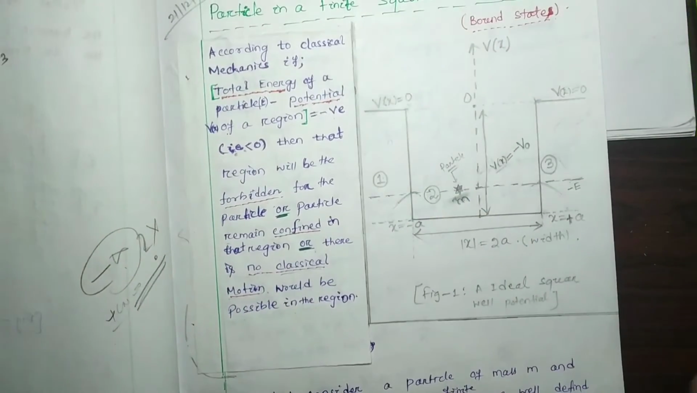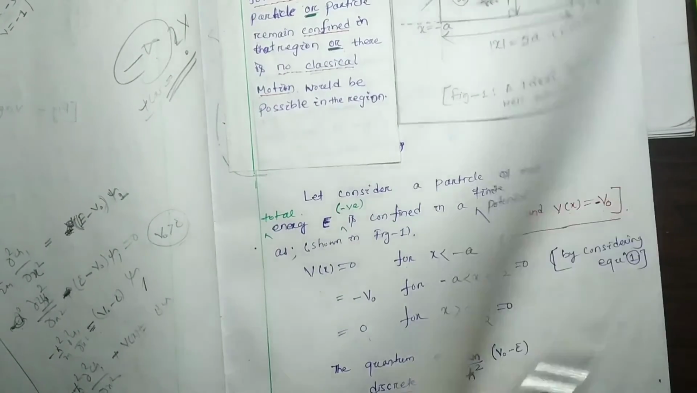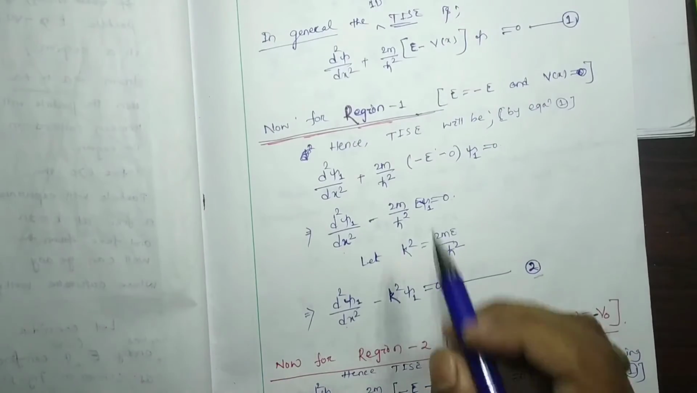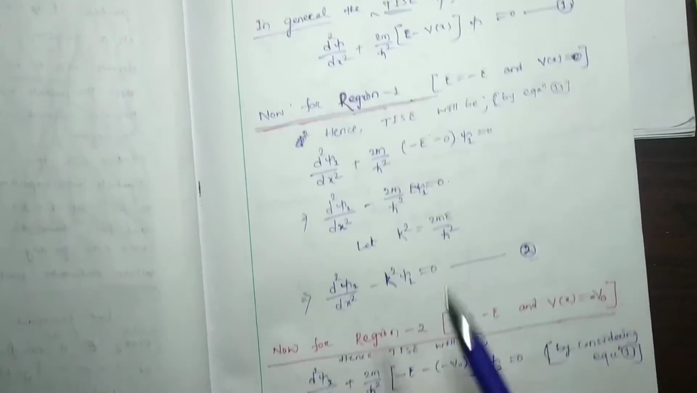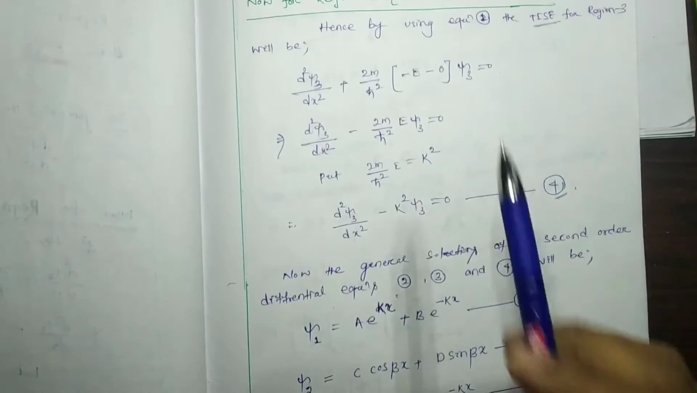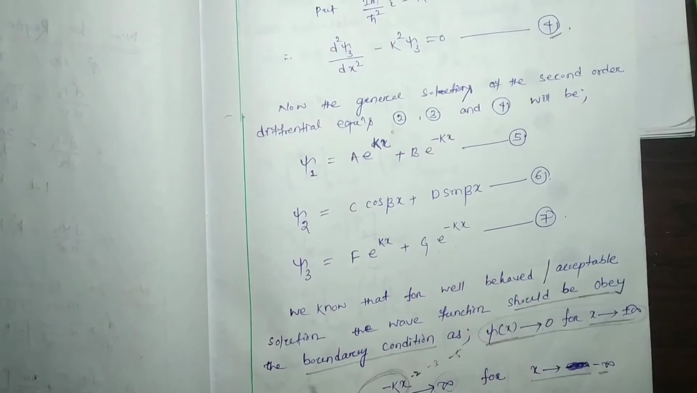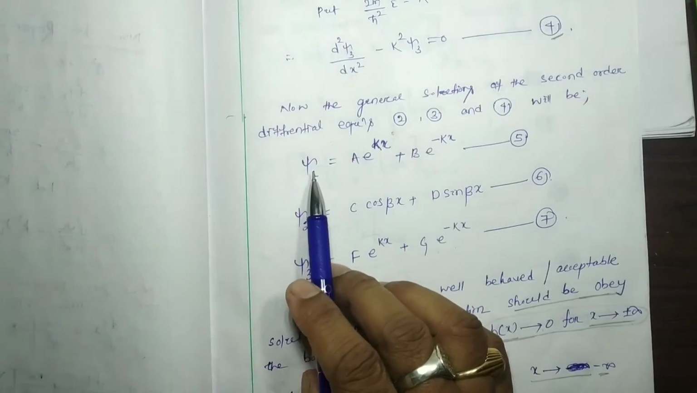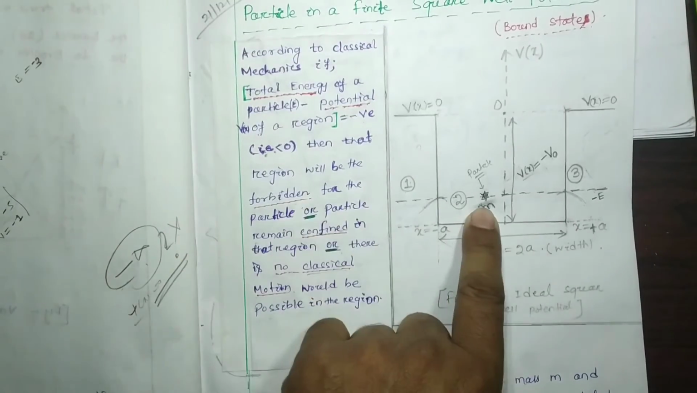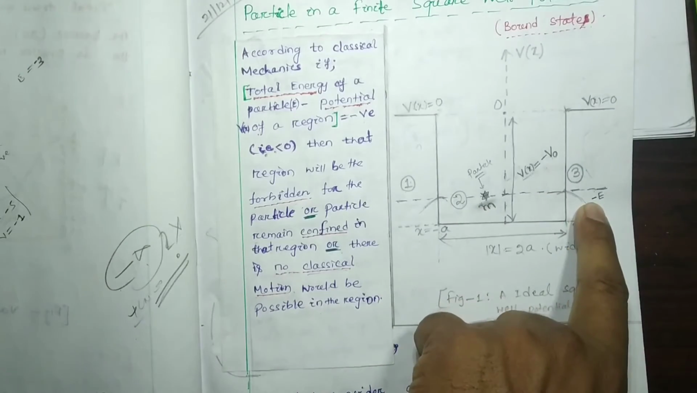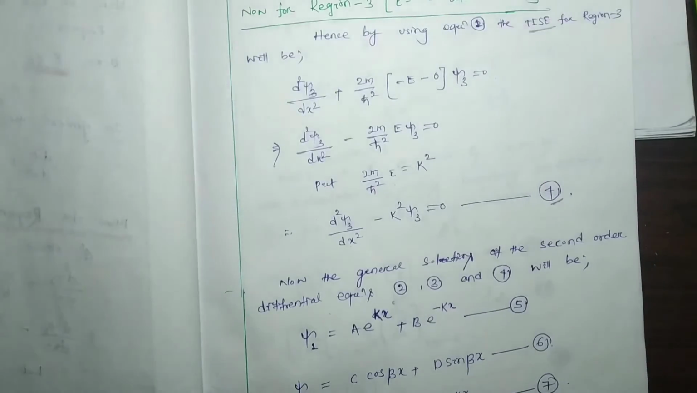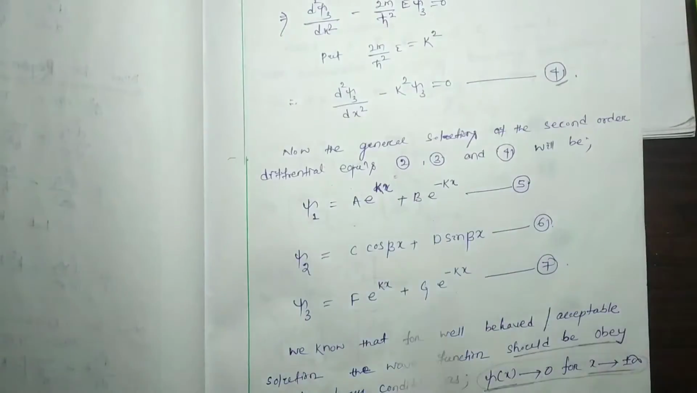So this is our finite square well potential. Here are regions 1, 2, and 3, and we have written the time independent Schrodinger equation for regions 1, 2, and 3, and the corresponding wave functions are this and this, right? So psi 1 is the wave function of region 1, psi 2 of region 2, and psi 3 is region 3.